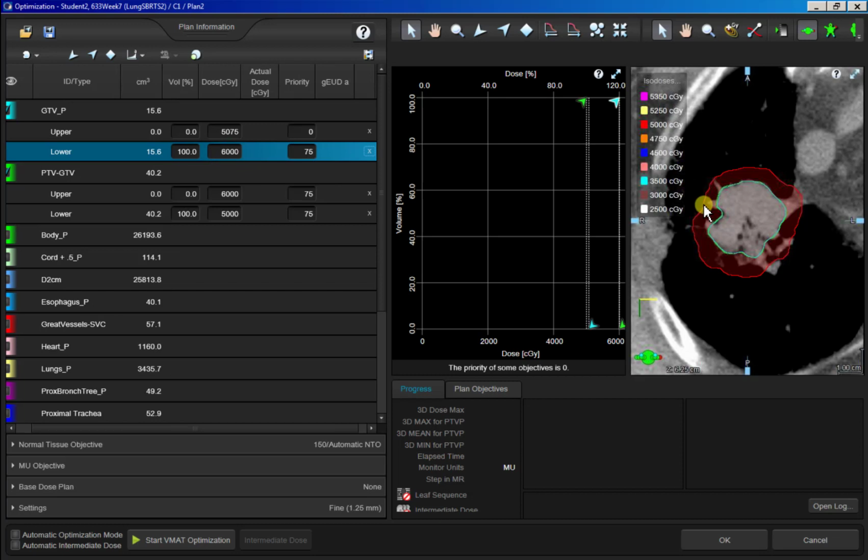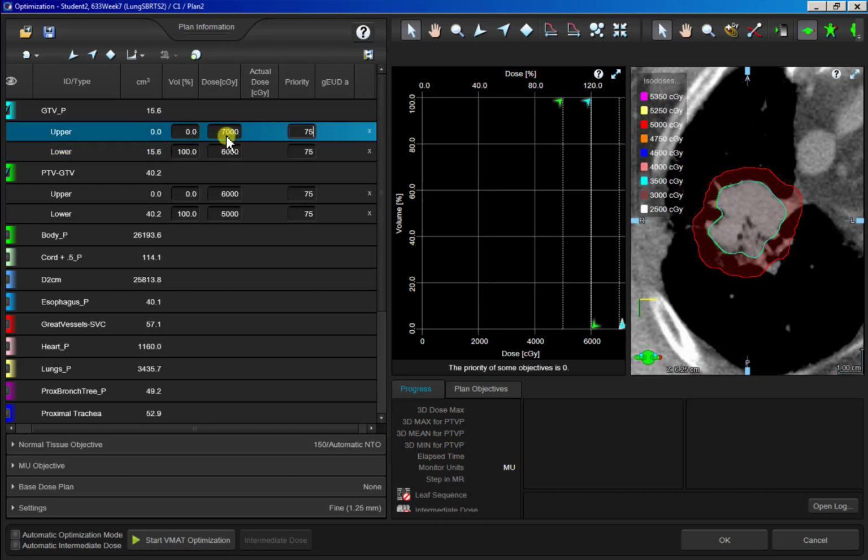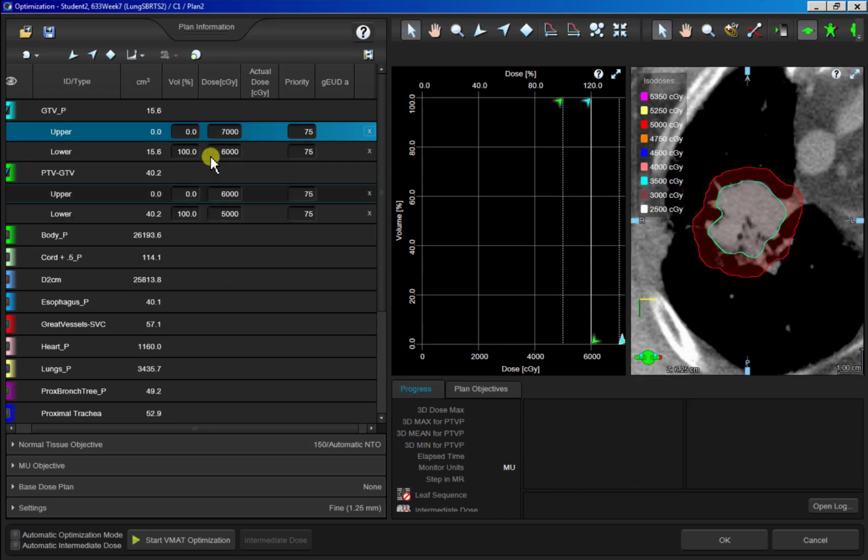I'm just kind of telling it I want my 5,000 line on the edge of my PTV, I want my 6,000 line on the edge of my GTV, and it can go even higher and even hotter inside of my GTV. All right, so then, I don't know, usually I do 7,000, but the higher you allow this hotspot to go, the more you'll be able to, again, crank on that NTO, crank on your ring, and really get that dose fall off to be as tight and fast as possible.